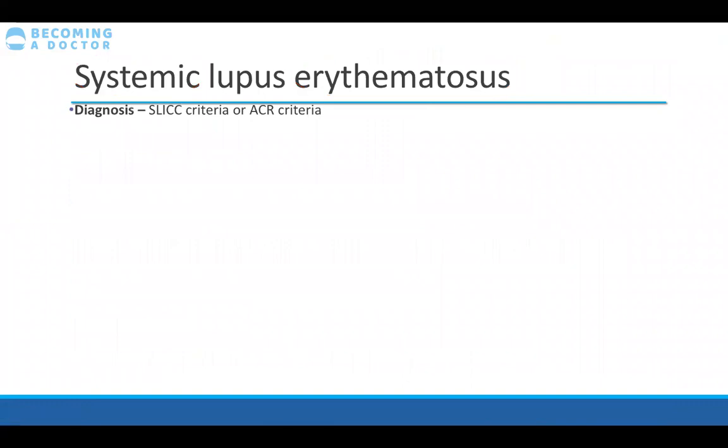In terms of diagnosis, you have the SLICC criteria or the ACR criteria. You don't need to know these criteria, just that there's a SLICC and an ACR. ACR is the American College of Rheumatology. It basically gives you different features that SLE will have, and then you tick what they do have and what they don't have.